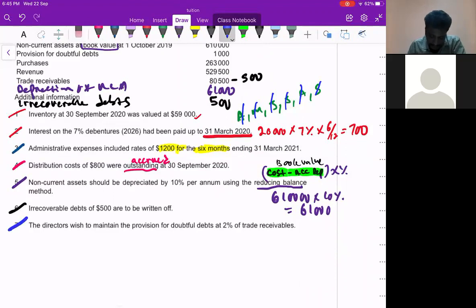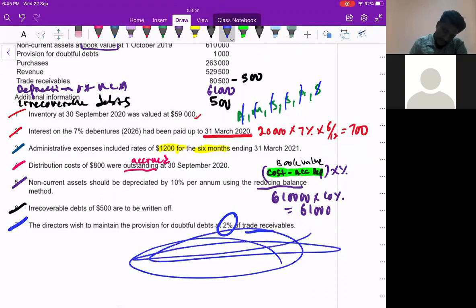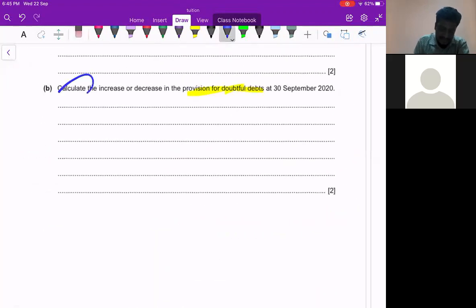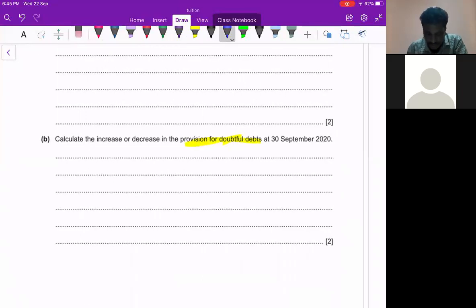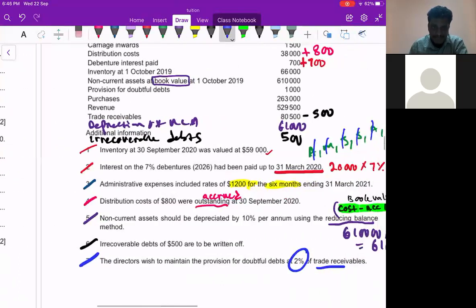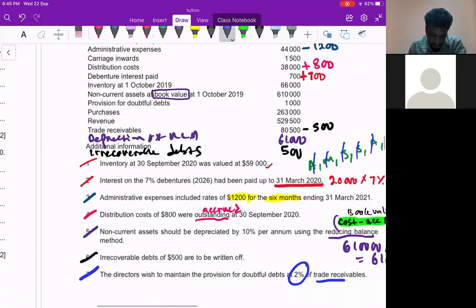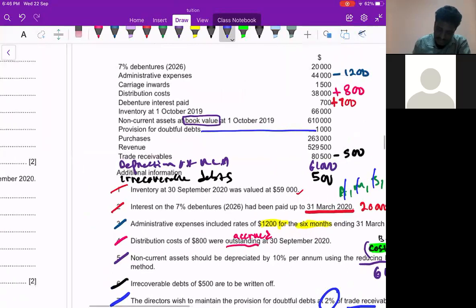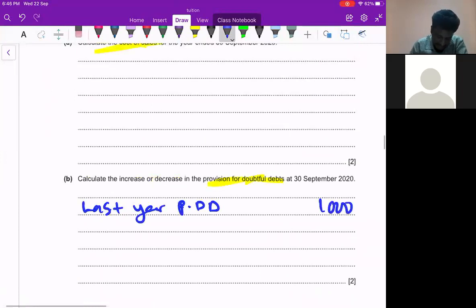The director wished to maintain the provision for doubtful debt at 2% of trade receivable. Okay, so this one I don't want to calculate here, because just now I read the question. Question B asks me to calculate the increase or decrease of the provision for doubtful debt. So I straight away calculate here. I calculate the provision for doubtful debt for this year first. Sorry, before that, last year. Last year PDD, how much? Yeah, last year PDD is 1,000.